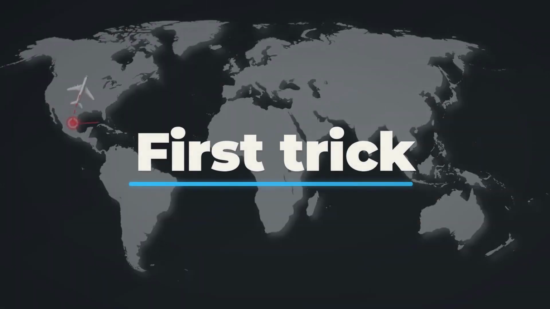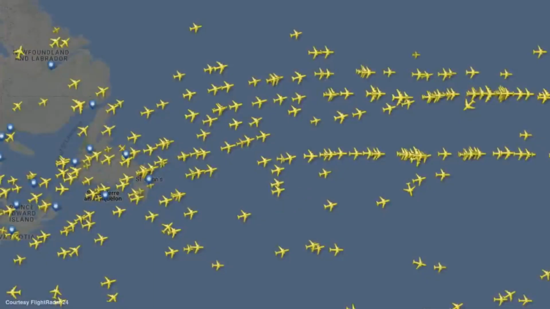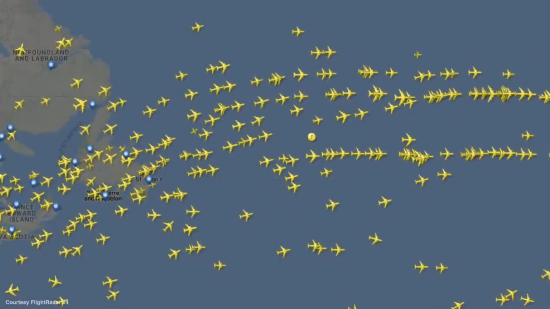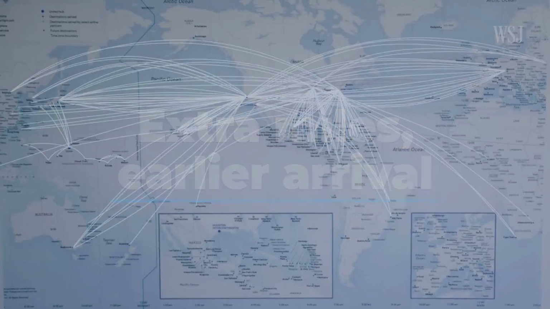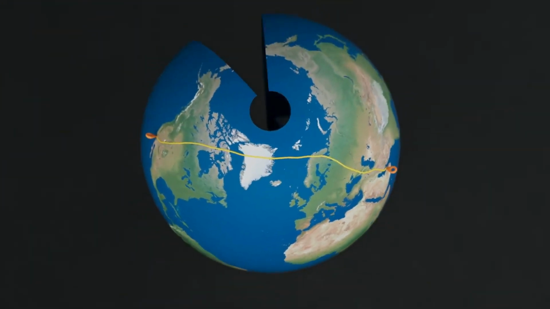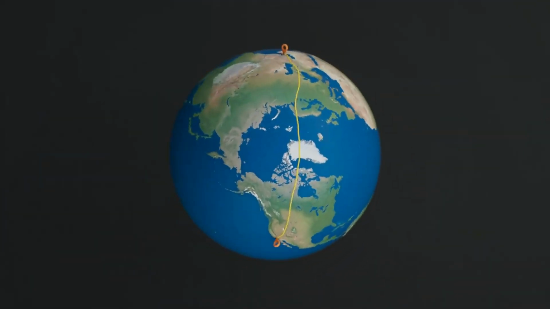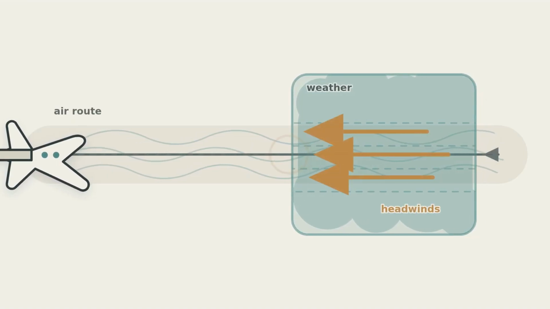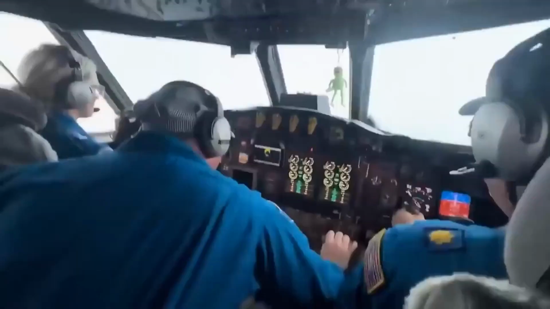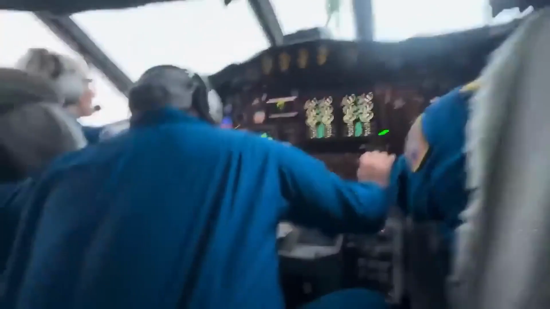But map distortion is only the first trick. Real flight plans still have reasons to avoid the pure shortest line. A pilot may fly extra miles and still arrive earlier. That happens because the shortest path on the globe is not moving through empty space. It is moving through weather. A direct route can run straight into powerful headwinds, storms, turbulence, or crowded airspace.